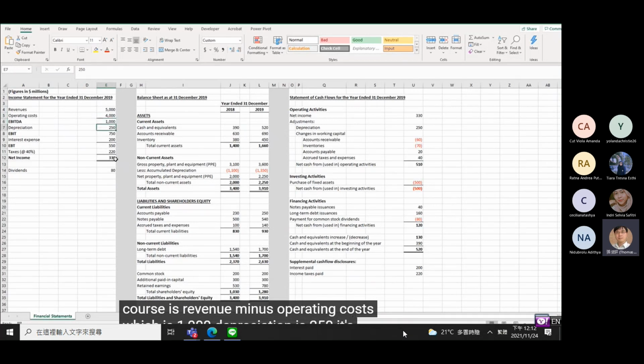Depreciation is 250, it's given. And your earnings before interest and tax is 750, which is EBITDA minus depreciation. Interest expense is 200 million, so your EBT or earnings before taxes is 550. We assume that taxes is 40%, so that would be 40% times 550, so that would be 220. Your earnings before tax minus taxes, so you will get $330 million. And let's assume that dividend payments is 80 million.